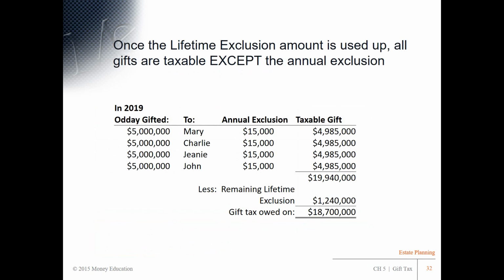And so when we get to 2019, he continues being very generous. He gives $5 million to each of his 4 friends. Each donee gets the annual exclusion. Taxable gifts, $4,985,000 for each one. So in 2019, his total gifts, $19,940,000. But now, only $1,240,000 of it is shielded from tax because we've used up the rest of that lifetime exclusion. So he actually will incur gift tax on $18,700,000. This guy got big bucks, right?